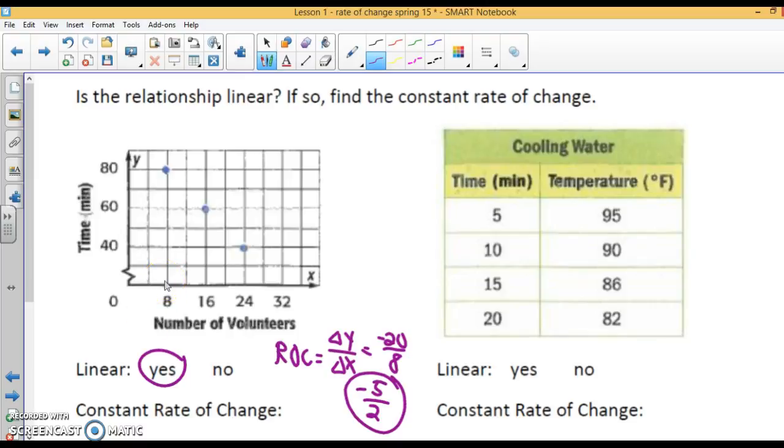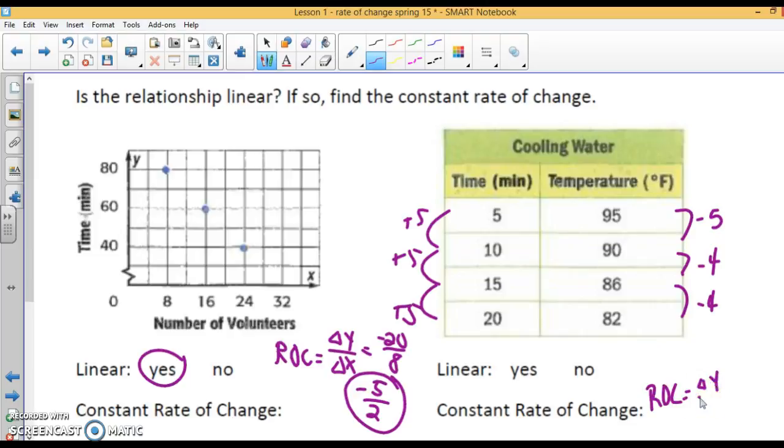All right, let's see. Is this linear? I don't know, because you can't just look at it. So let's look at our rate of change. Let's look at y. What's happening on y? From here to here, I'm subtracting 5. Here I'm subtracting 4. Here I'm subtracting 4. Over on this side, I'm going up by 5, going up by 5, going up by 5. So right away, rate of change is change in y over change in x. Well, my change in y on this side is negative 5 over 5. My next one is negative 4 over 5. Does this have a constant rate of change?